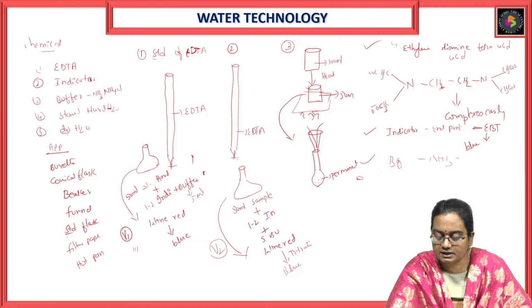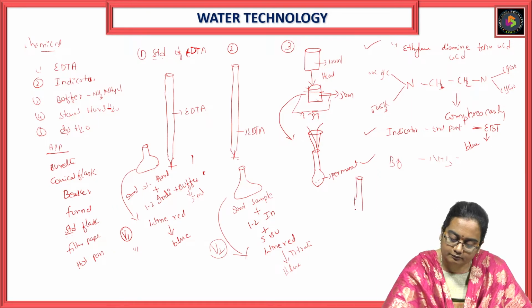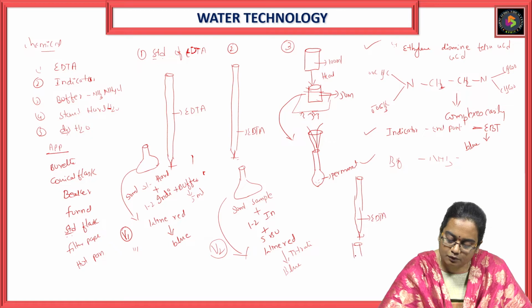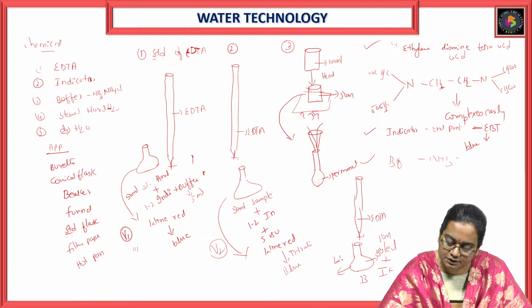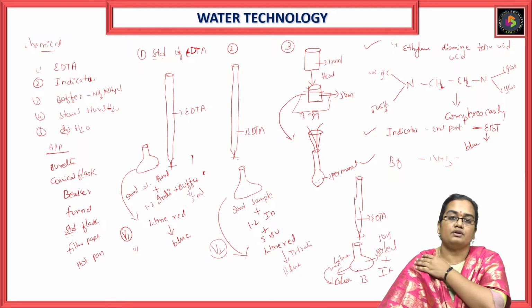Now the same procedure: take the burette, fill the burette with your EDTA, and take the conical flask. In the conical flask, take 50 ml of the boiled water, followed by indicator, followed by buffer. Again, it changes to a wine red color solution. This wine red changes to blue color. Stop the titration and note down the reading.